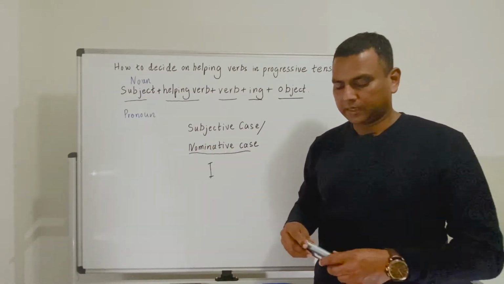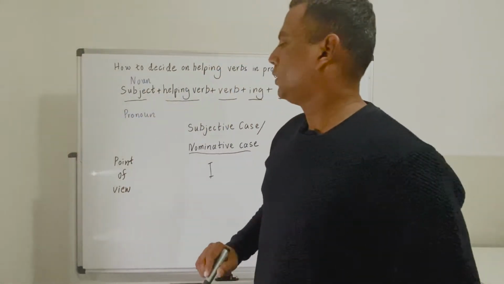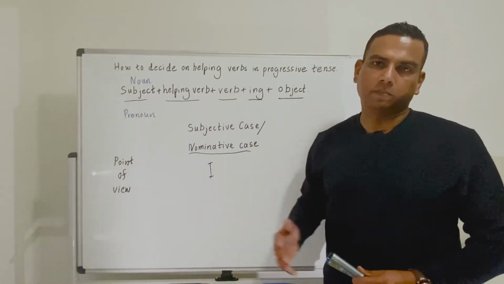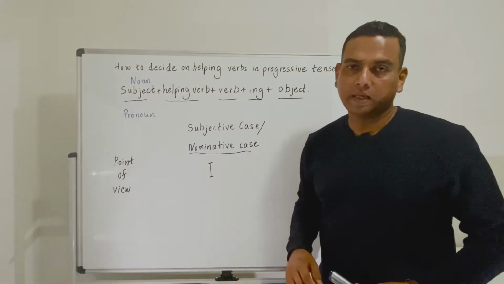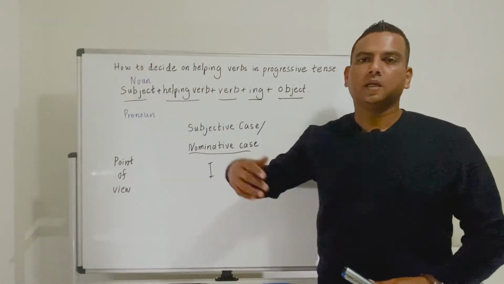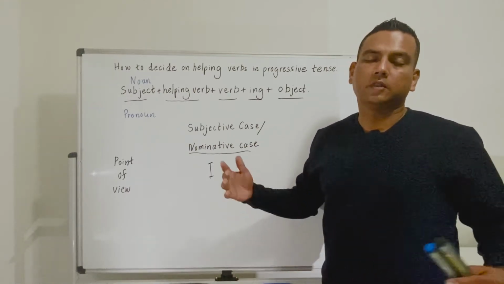We call it the point of view. So what do you understand by point of view? Point of view means from your point of view, how you see something. Okay, now you have the I here. As far as I am concerned, how I see the rest of the surrounding or the rest of the things.